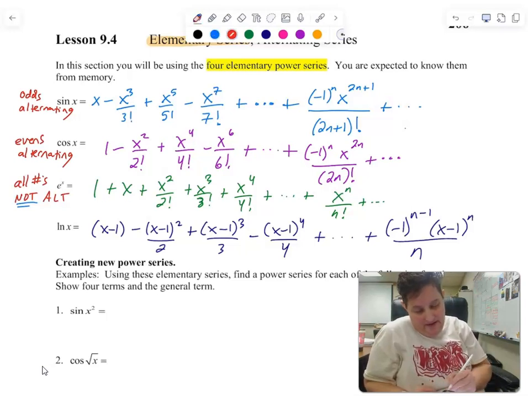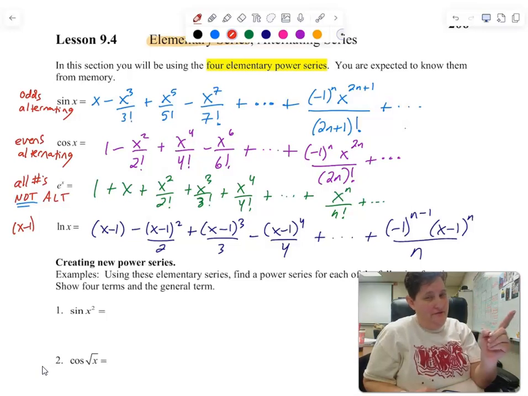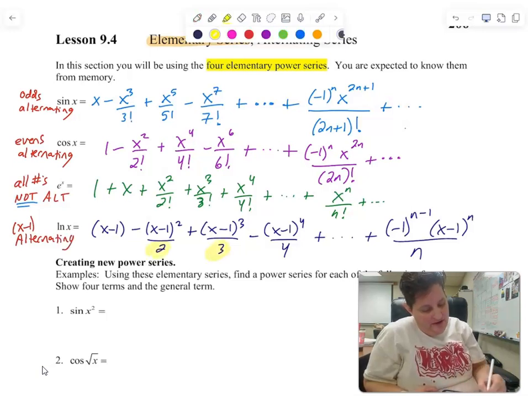And then ln of x is tricky. You just got to remember x minus 1. The way that I remember that is because the ln of 0 doesn't exist, so we can't go around 0, so we have to move it over to 1. That's kind of how I remember that. And then this one is alternating. And the other big difference for ln is, look, it's the only one that does not have factorials. It just has regular numbers on the bottom.